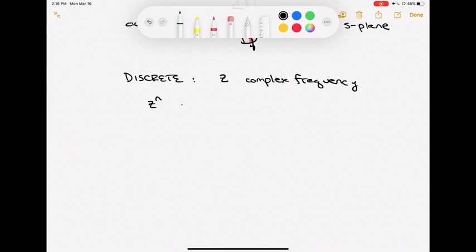If I go ahead and write z in its polar form, I get r e to the j omega, and we can raise that to the n, and that exponential then is r to the n e to the j omega n. So the complex frequency z has a damping factor r that tells us whether the exponential is growing or decaying, and it has a frequency omega, kind of like little omega. Its units are radians per sample, and it tells us how things are oscillating. So we're going to have to interpret z just a little bit differently than we did in continuous time.